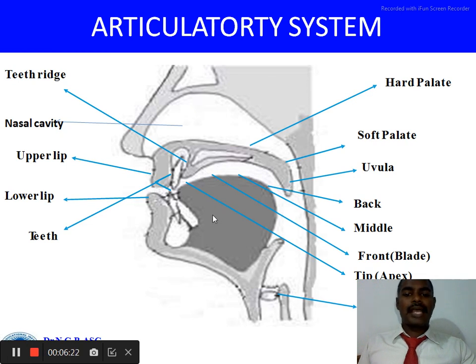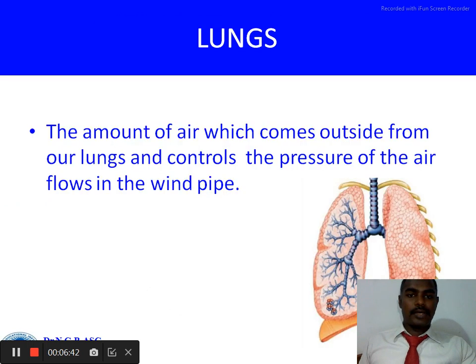And the tongue can be classified into four different parts: the tip, the middle part, the back part, and the last part. This part is called the glottis, and this is called the larynx. So these are all the organs which help to produce the different sounds. Next, we will go one by one.